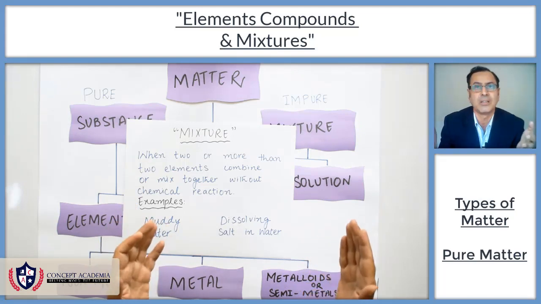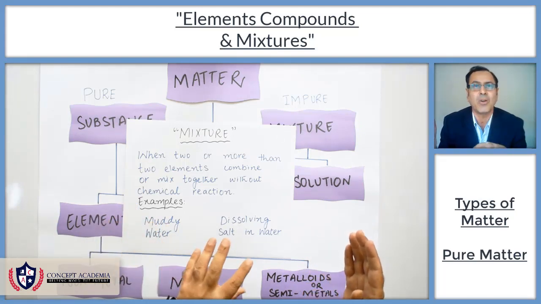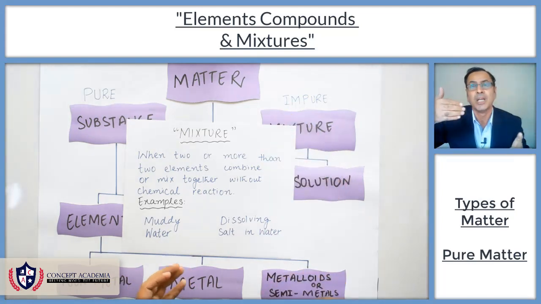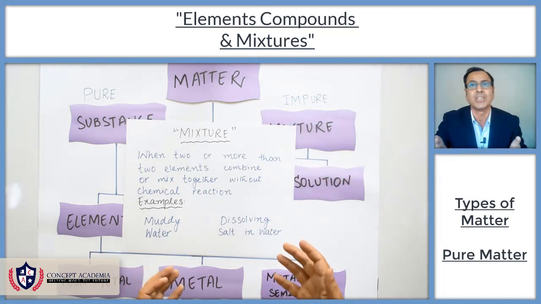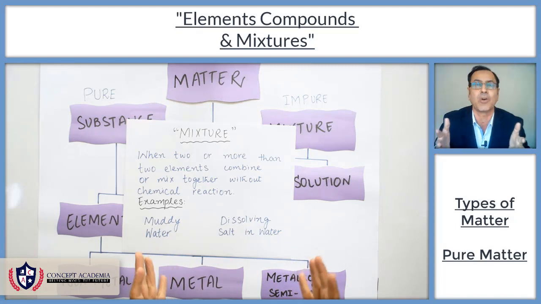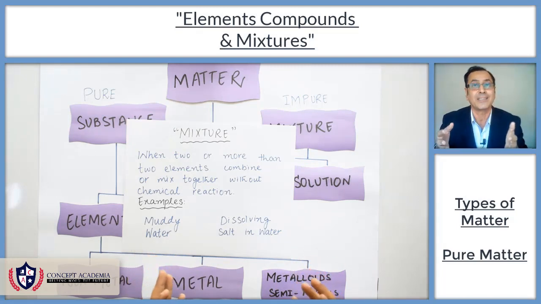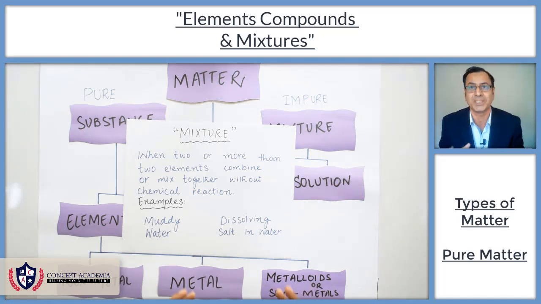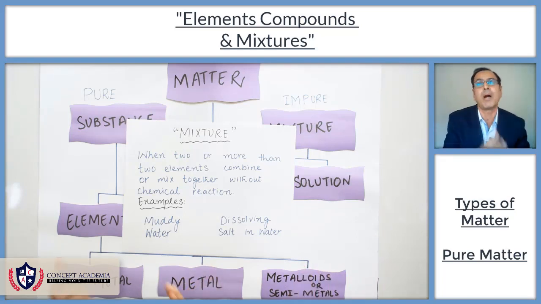If we have a container and there is hydrogen and oxygen and there is no chemical reaction between hydrogen and oxygen, hydrogen is behaving as hydrogen and oxygen is acting as oxygen, that mixture of hydrogen and oxygen is a mixture because there is no chemical reaction involved and nothing new is formed. So these are the characteristics and properties with the help of which we can distinguish between the compound and mixture.